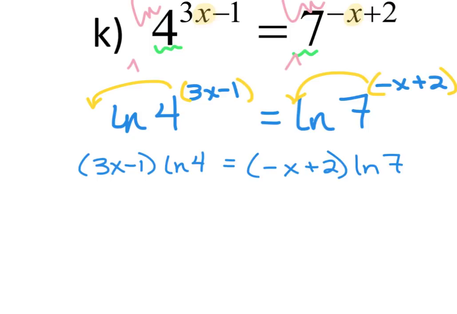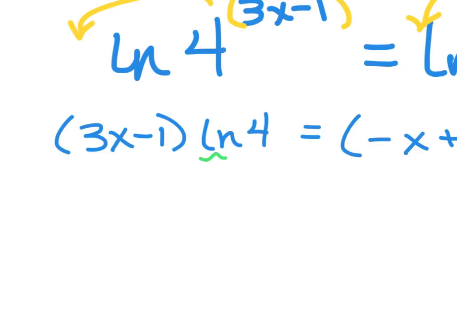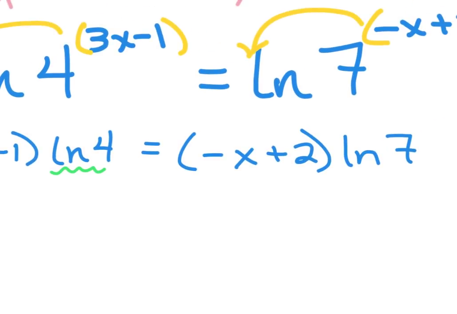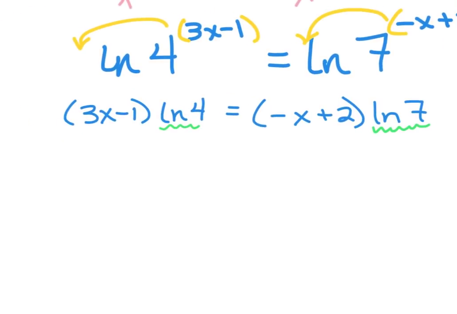So now that I have the ln of 4 and the ln of 7, remember that this is a number. It's just a number. It's an ugly number, but it's just a number. And so I've got a number multiplied by an addition or subtraction problem that's in parentheses. And so I'm going to take the ln of 4 and distribute it, and I'm going to take the ln of 7 and distribute it.